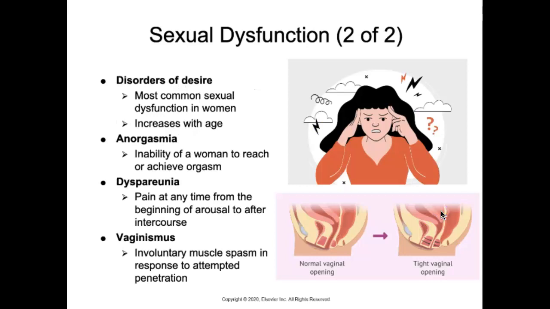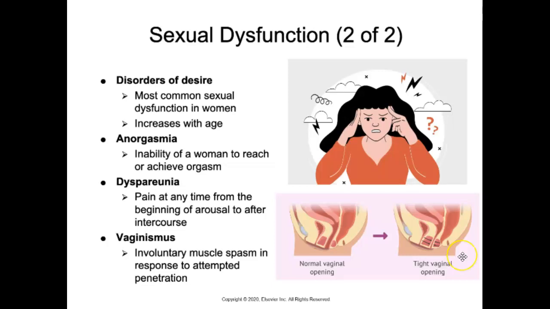And let's talk about some of the terminology that is used for this. There are disorders of desire, and this is the most common sexual dysfunction in women, and it does tend to increase in age. So we have a hypoactive sexual desire and decreased libido here. Then we have anorgasmia, and this is an inability of a woman to reach or achieve orgasm, and it may be linked to a lack of arousal here.